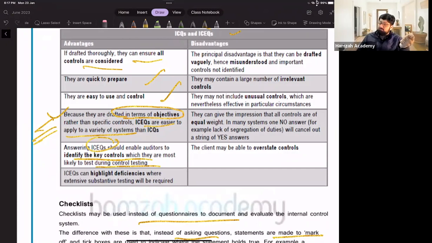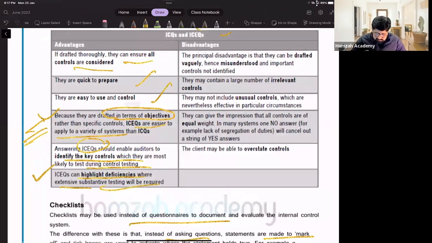Then, what are the significant controls which are working wonderfully? Let me check those. You are saying they are working wonderfully, so let me test the control. And of course, they identify deficiencies as well. With ICEQ, when objectives are not being achieved, deficiencies are there, where detailed substantive testing will be required. I have talked about it with you in the last class.